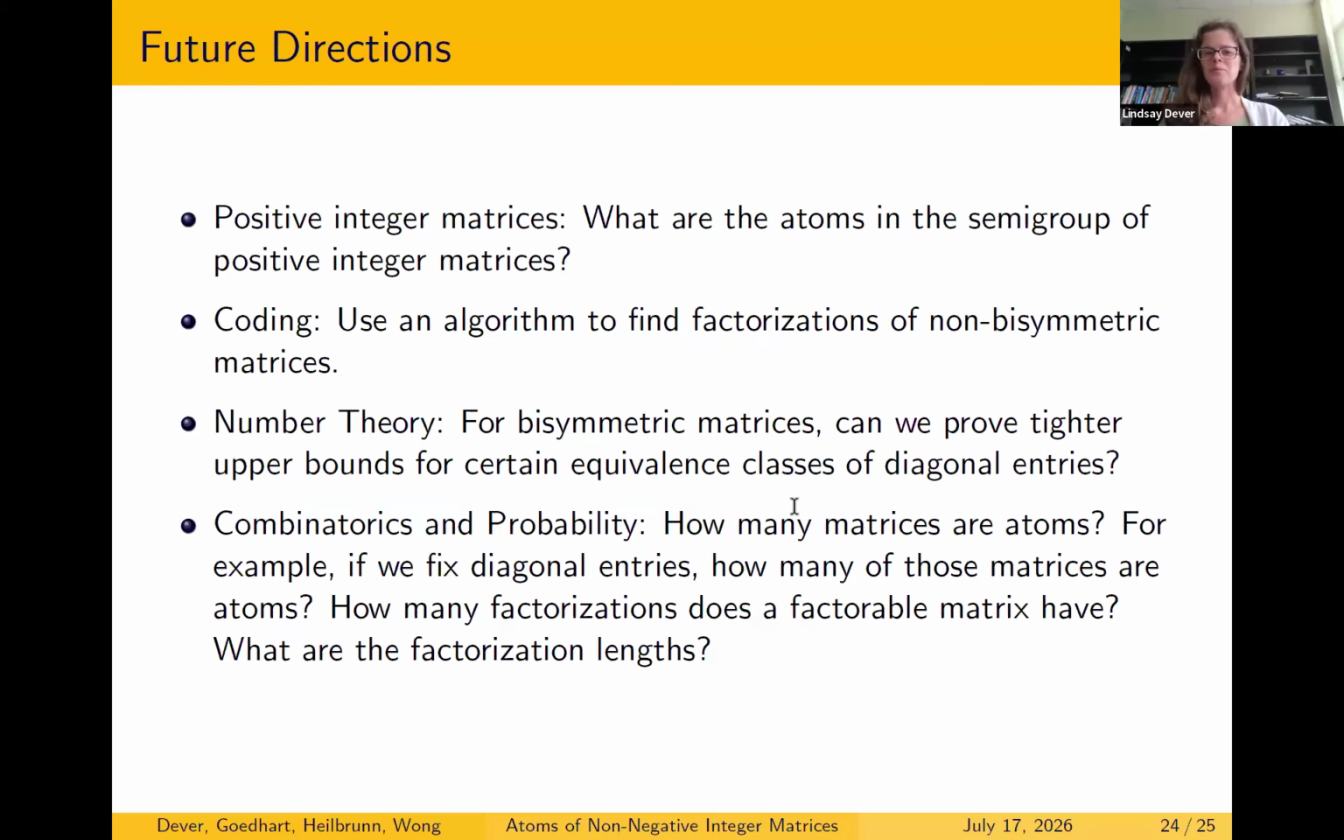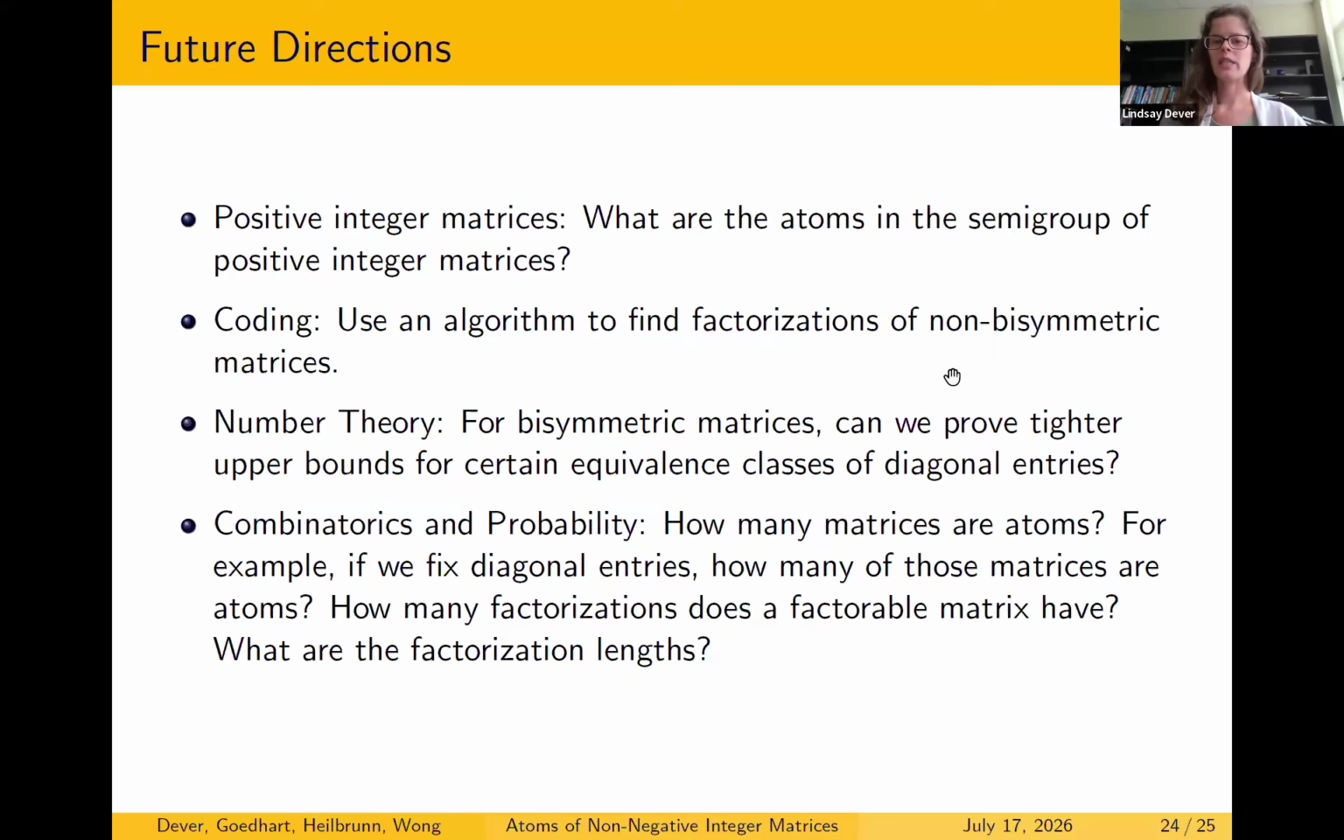Okay, so I wanted to talk about some possible future directions that people could go in, because this is a relatively unexplored area with, I think, a lot of opportunities for future questions. First of all, I think the positive integer matrices are a very unexplored area. And so I think there's a lot of work to be done looking for atoms in the semigroup of positive integer matrices. If you like coding, there are a lot of interesting things to look at, to explore different factorizations, for example, of non-bisymmetric matrices. There's a lot of interesting number theory questions.